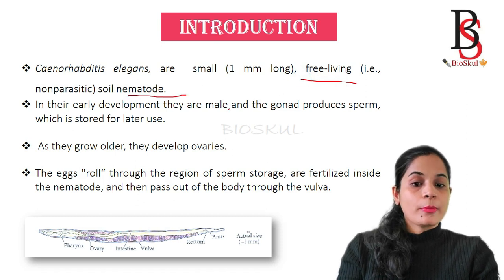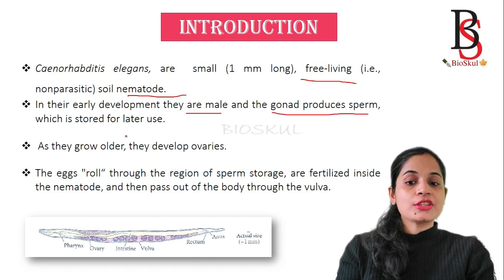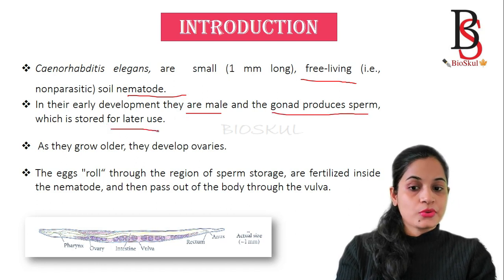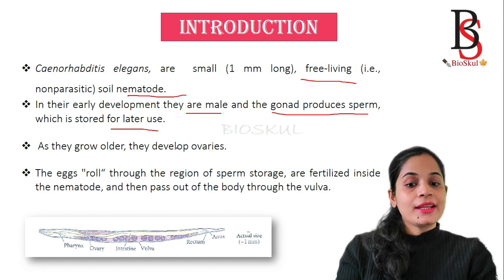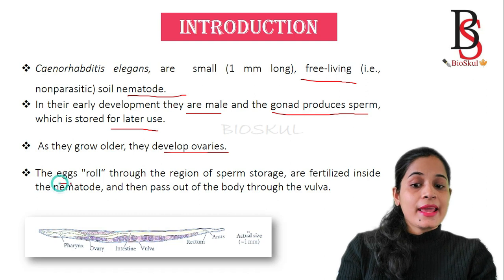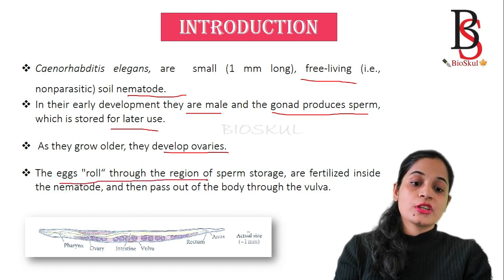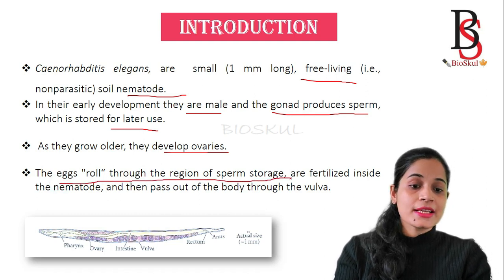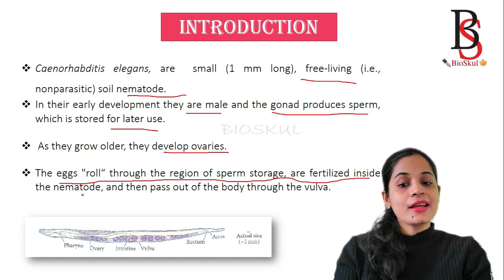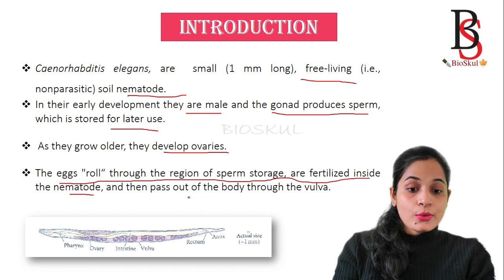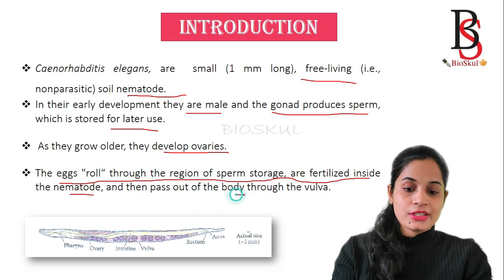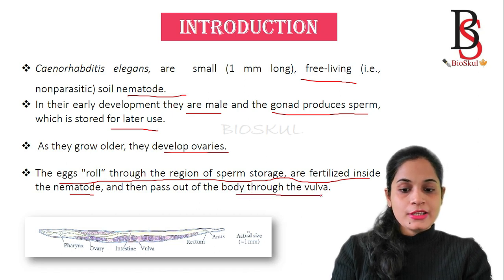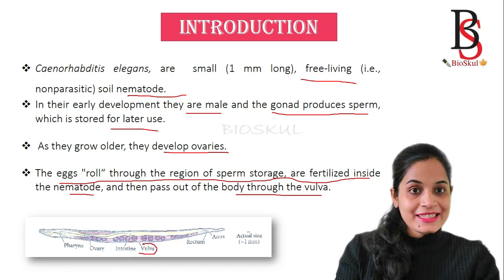In their early development, they are males, and the gonad produces the sperms which are stored in the spermatheca for later use. As they grow older, they develop the ovaries, and the ovaries produce the eggs. The eggs roll through the region of the spermatheca, or the sperm storage, and are fertilized inside the nematode, which is passed out of the body through the vulva region. Okay, this is the vulva region. And now we will see how the vulva is formed in C. elegans.